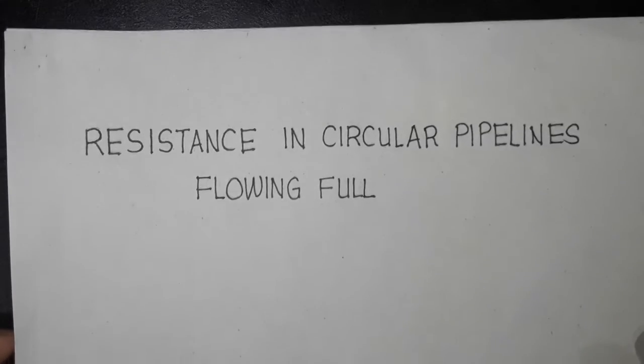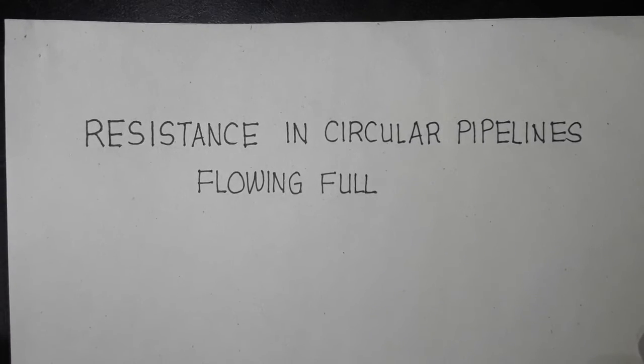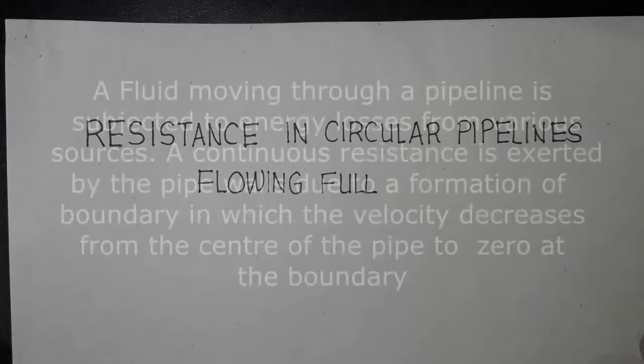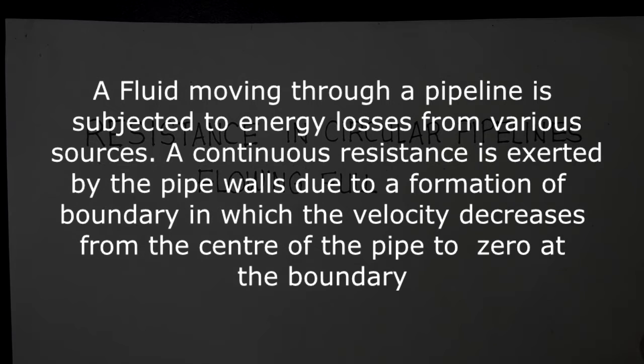Our topic is resistance in circular pipelines flowing full. A fluid moving through a pipeline is subjected to energy losses from various sources. A continuous resistance is exerted by the pipe walls due to a formation of boundary in which the velocity decreases from the center of the pipe to zero at the boundary.